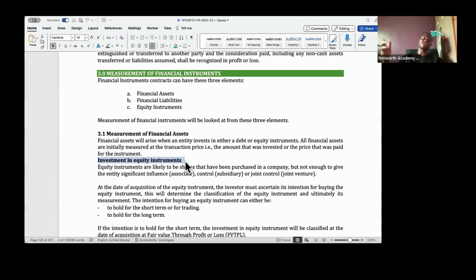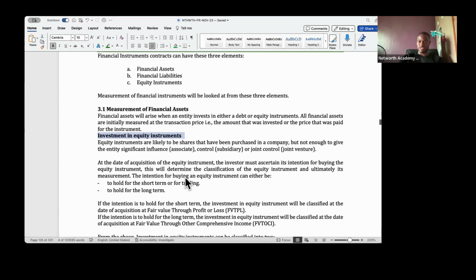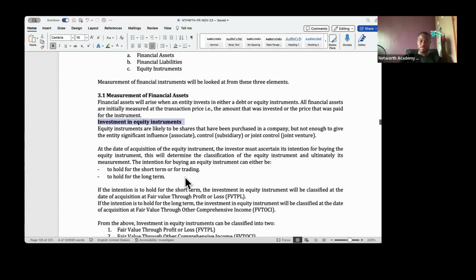So the one Mr. Kazim is teaching you would result in an associate investment or a subsidiary investment. But this is just a financial asset. So when you buy shares, how do you account for those shares? In your books, it's quite straightforward. When you buy shares, those shares will be recognized at the transaction price. That is, the amount that was invested or the amount that was paid for the instrument. So if you bought 5,000 Naira shares and they sold it to you at 2 Naira per share, in your books, you simply recognize that at 10,000 Naira. And that is it.